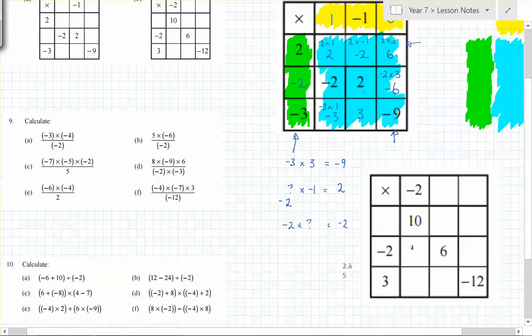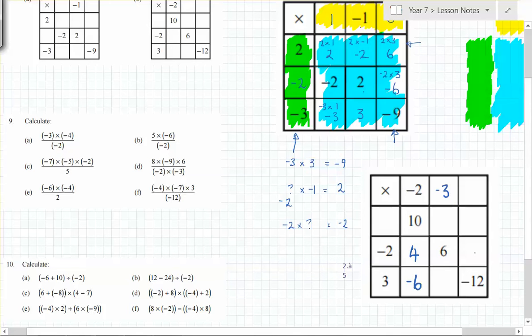Okay, so minus 2 times minus 2 is positive 4. And if you want to work out the one with minus 2 on top of the times 3, -2 times 3 is -6. And then to work out this one, you have to divide 6 by minus 2. So it's got to be a negative. Negative 3.